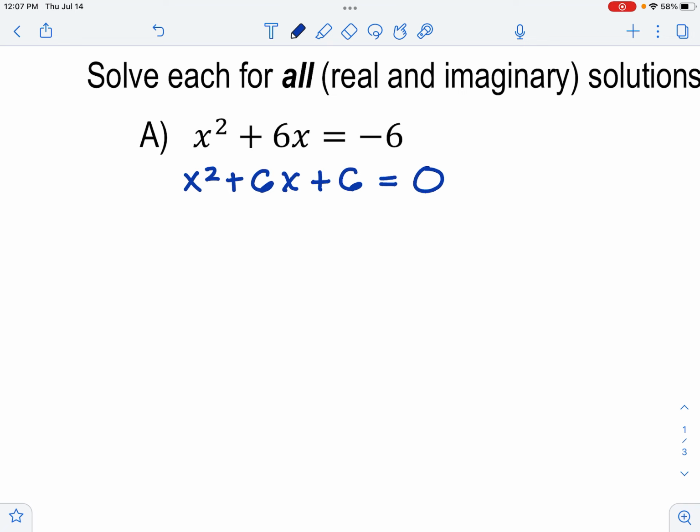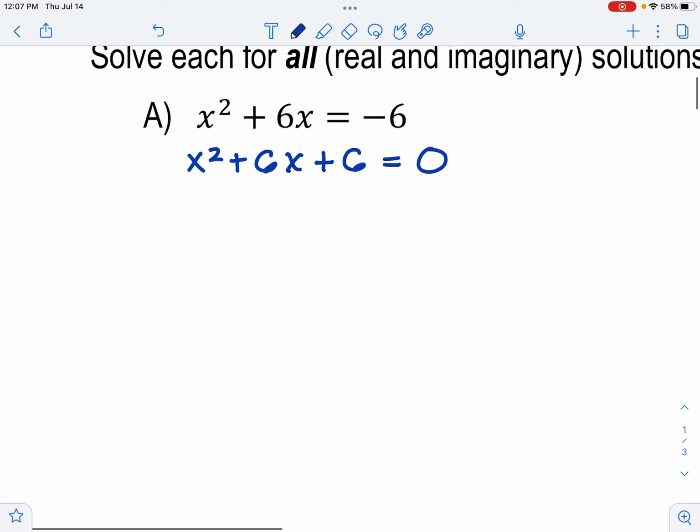Since it's 3 terms, I look for a GCF first. No GCF. Since it's 3 terms, I can make an organizational X and say, all right, A times C is 6 and B is 6. Do I know two numbers that multiply to give me 6 and add to give me 6? No. That means it's not factorable, therefore I cannot factor. That doesn't mean I can't do it. It just means I have to use the quadratic formula.